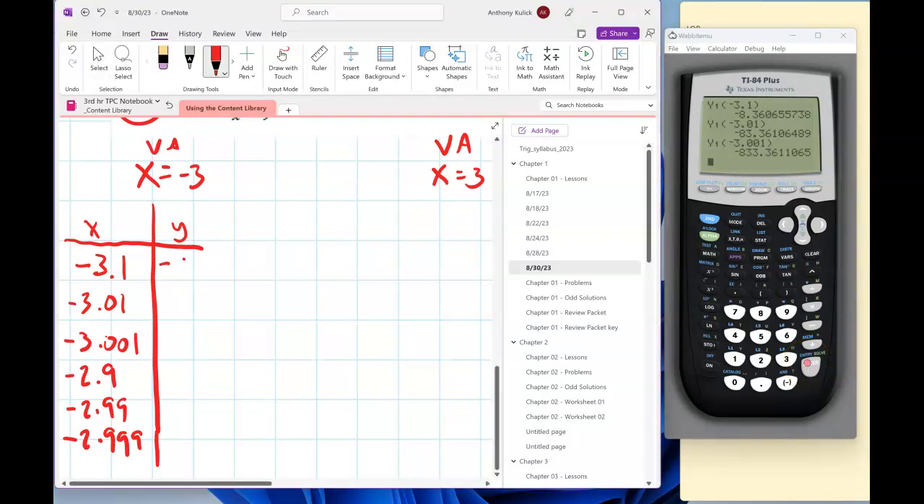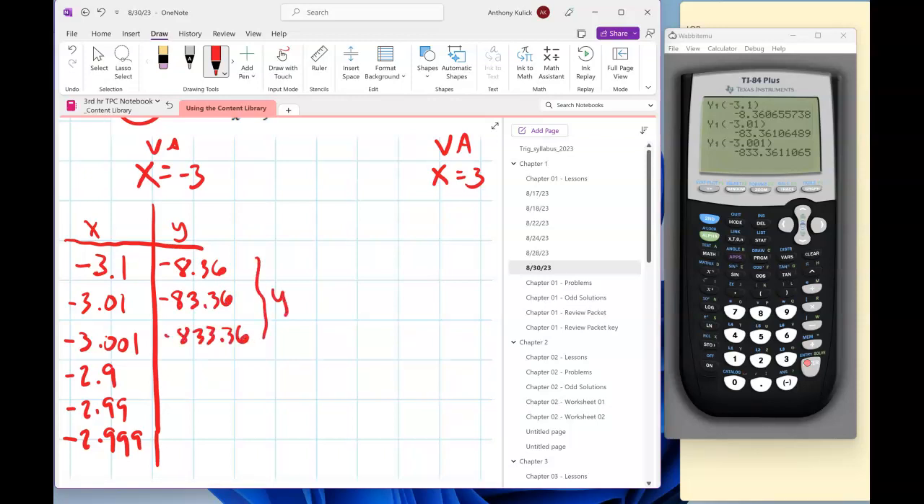When I look at the stuff left of negative 3, I notice that as I get closer and closer to negative 3, my y's are getting smaller and smaller and smaller. They appear to be growing without bound. That tells me they're heading towards negative infinity.